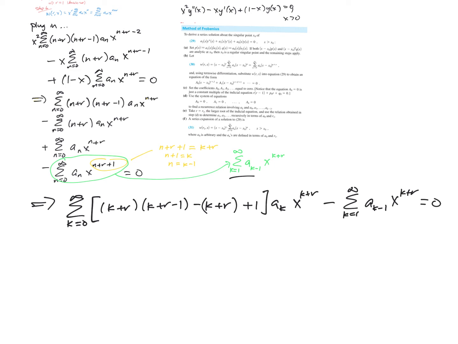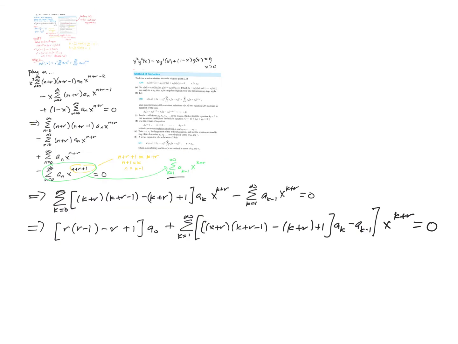So now the way that we can put this together is that we can single out the k equals 0 term and then put all the rest of them together. So then we end up with, when k equals 0, r minus 1 minus r plus 1 times a naught plus this big sum. All right, it's really kind of long. And so this is all equal to 0, so all the coefficients are equal to 0. And so here's why the table doesn't have you solving the initial equation before step B like I did. It's because it falls out right here.